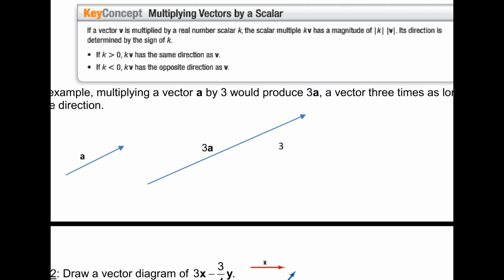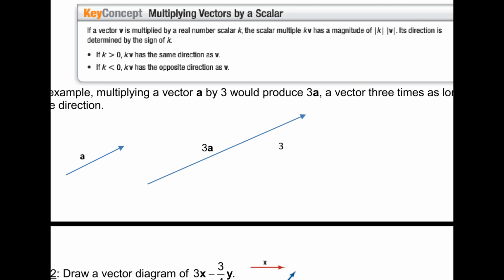Think of a number in your head. Any number. Multiply by 2. Does it get bigger or smaller? Bigger. Okay. Think of that original number. Multiply by a half. Bigger or smaller? Smaller. So if you're multiplying by a number smaller than 1, it gets smaller. Multiply by a number bigger than 1, it gets bigger.